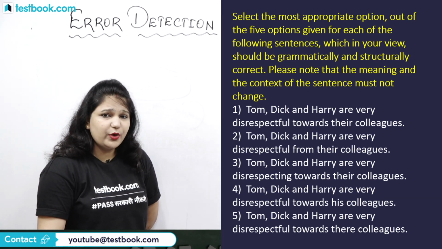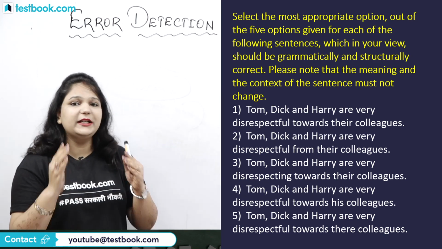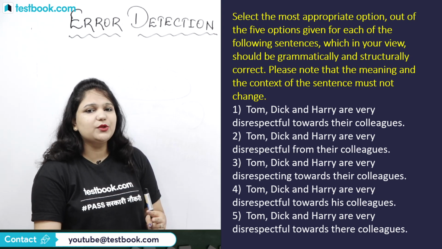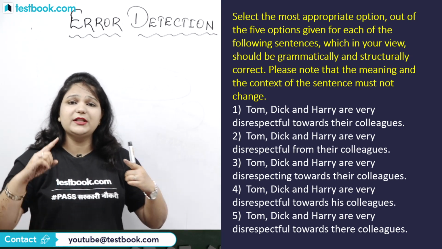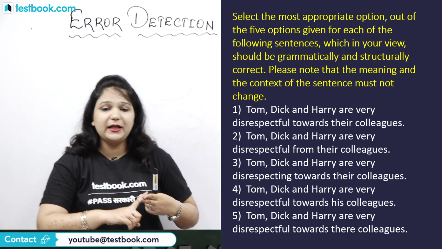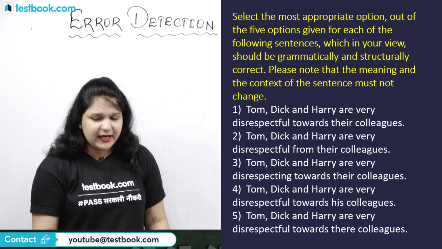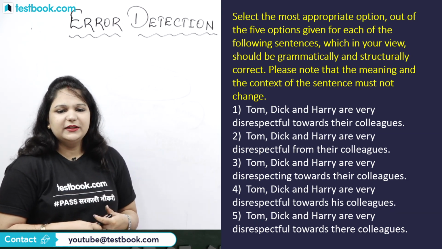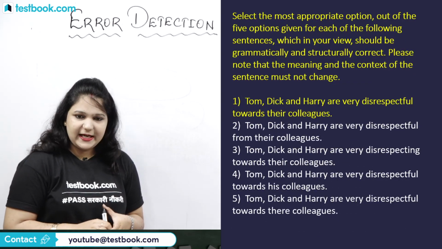So we know we are going to use towards as a preposition here because that is explaining what? Direction. And another difference which you can find in the options is the use of disrespectful and disrespecting. Fine, I'll take you to the next screen, guys, which will be highlighting the right answer. That says option number 1, guys, and yes, that is right.